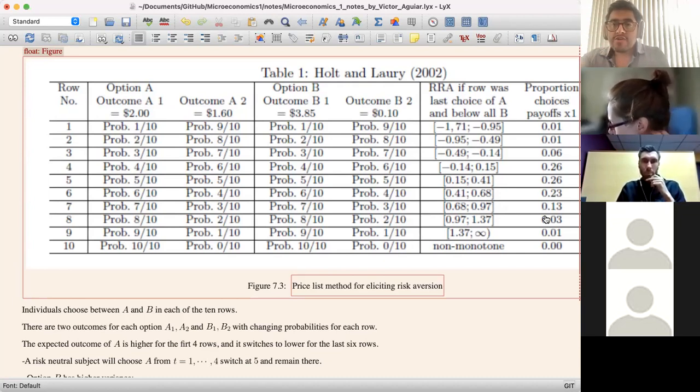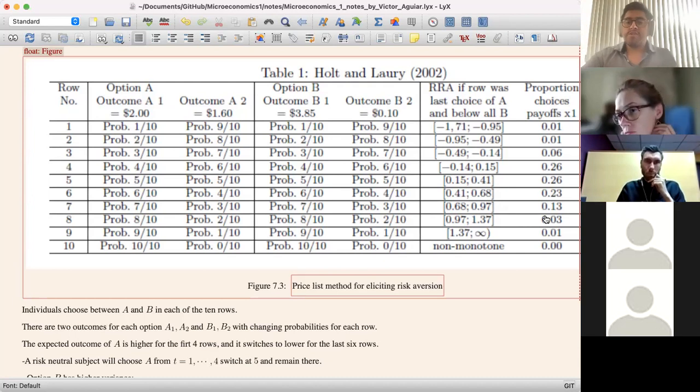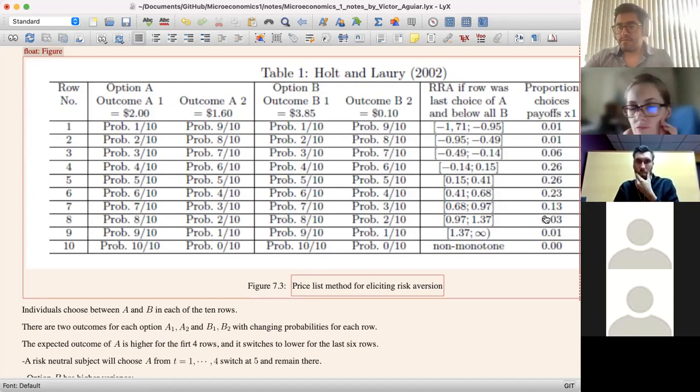Cool. Any questions about this, about the risk aversion elicitation? No?